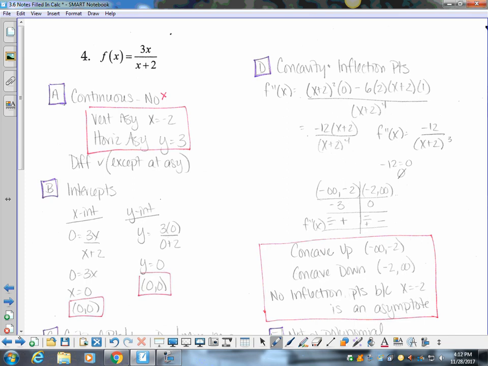Differentiable, absolutely, except at the asymptotes, and you're fine as long as you state that. Intercepts, I'll plug 0 in for y. Multiply both sides by x plus 2.